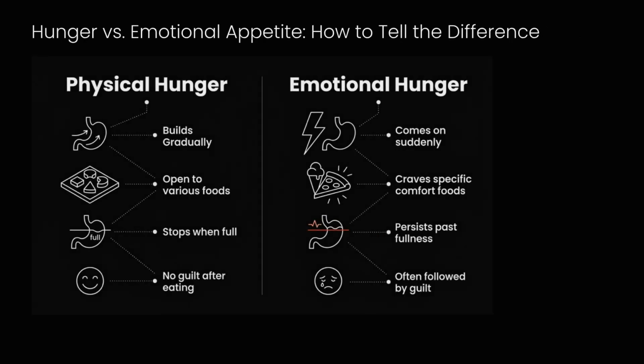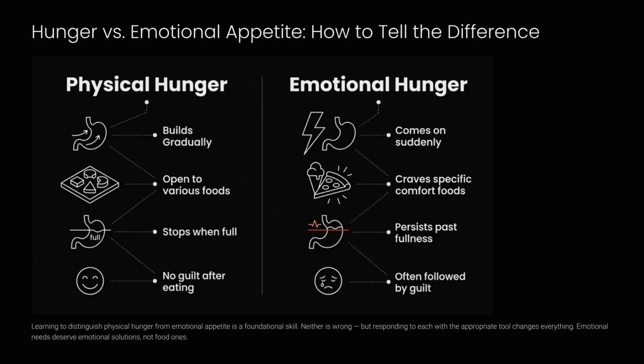It's vital to distinguish between physical and emotional hunger. Physical hunger builds gradually, is open to various foods, stops when full, and leaves no guilt. Emotional hunger is sudden, craves specific comfort foods, persists past fullness, and is often followed by guilt. Emotional needs deserve emotional solutions, not food ones.